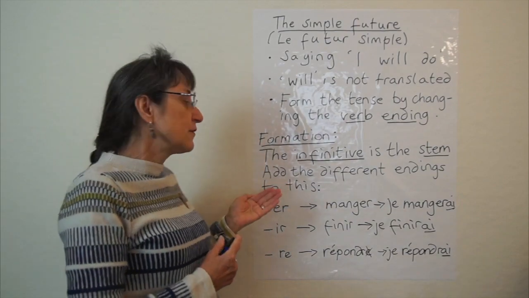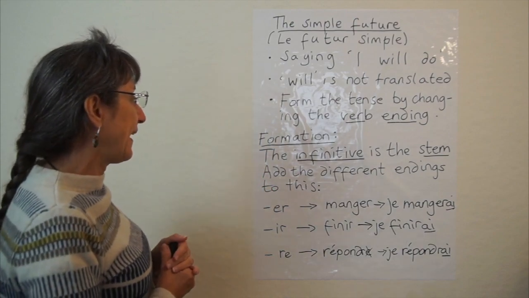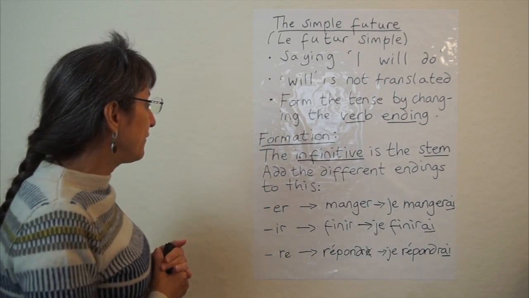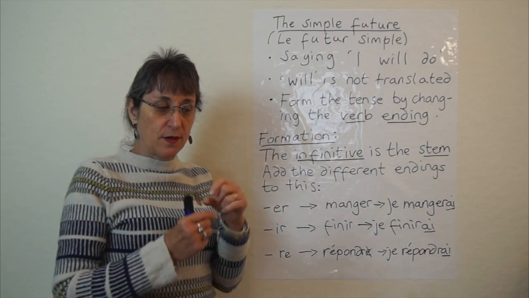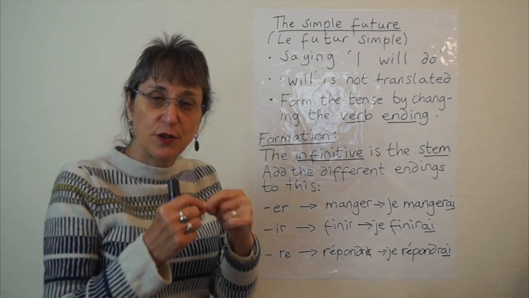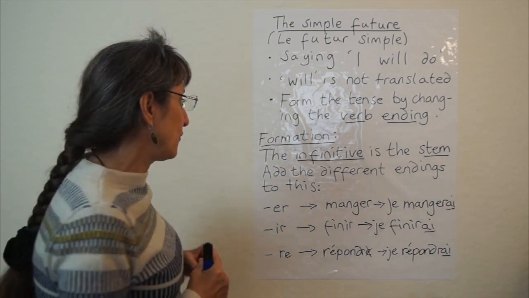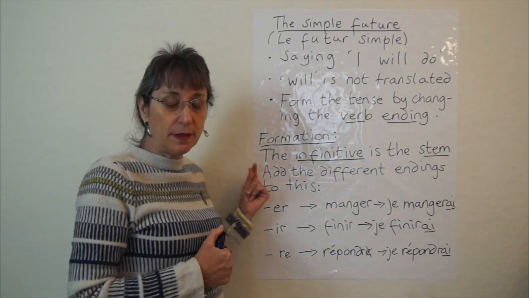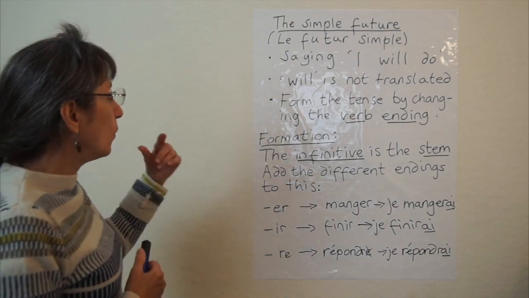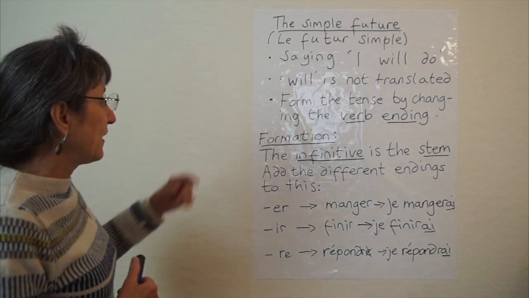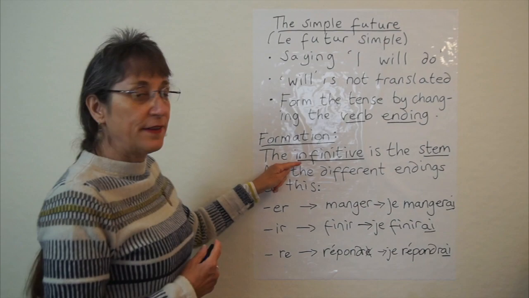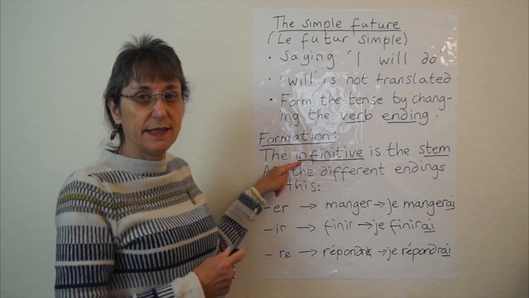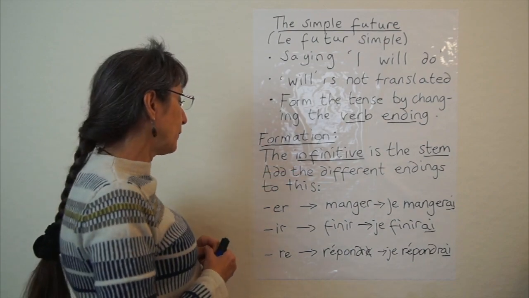So there are two steps to forming this tense. You need first of all the stem, which is the piece that you add all the endings to, the part of the verb that you add the endings to. And the stem for saying will do something in French, the stem is the infinitive. So that's quite easy because you've met the infinitive of the verb.